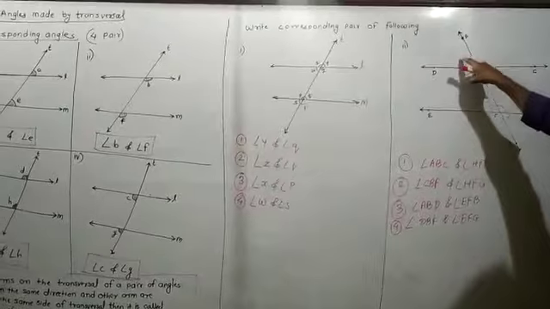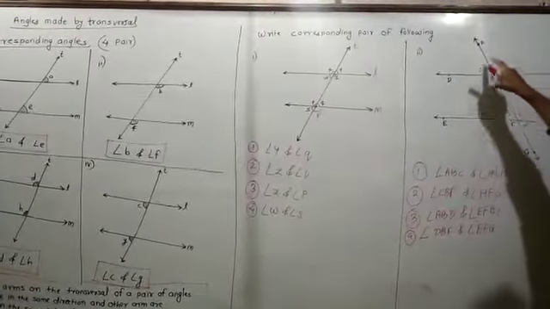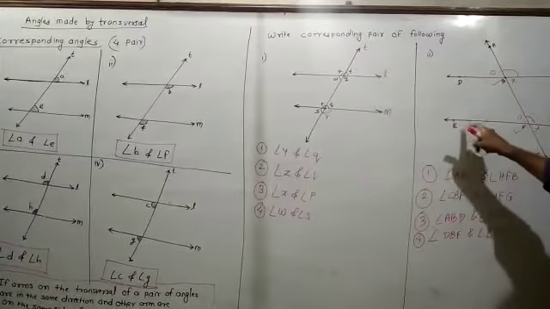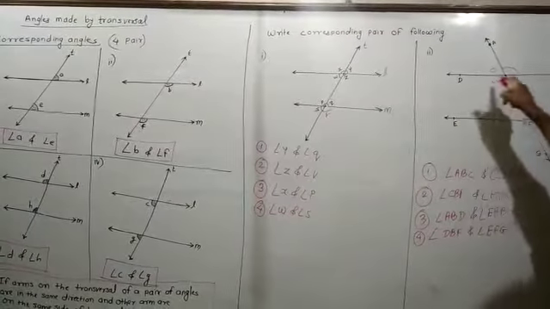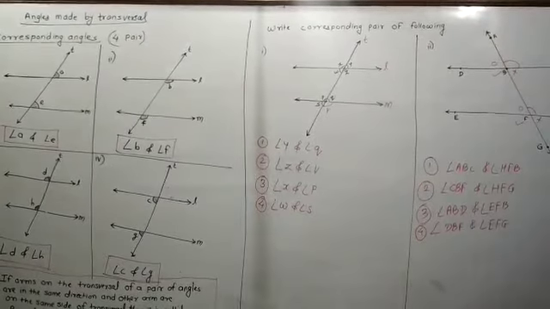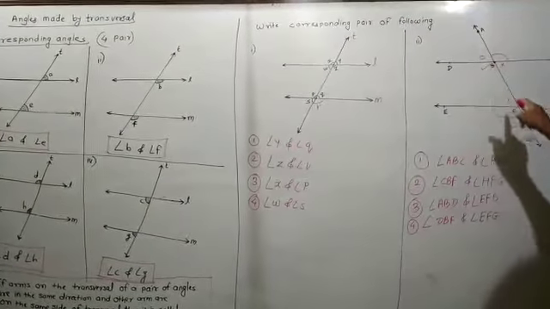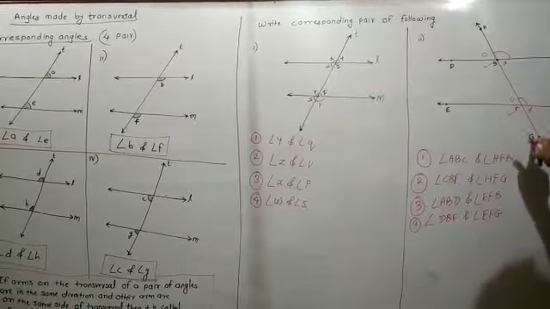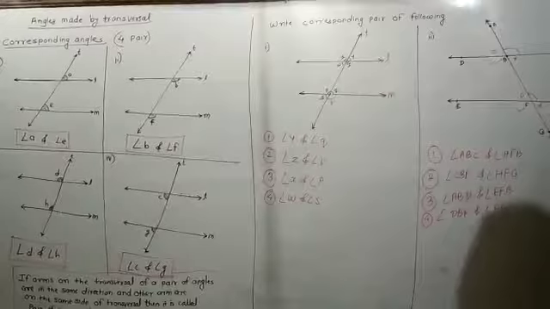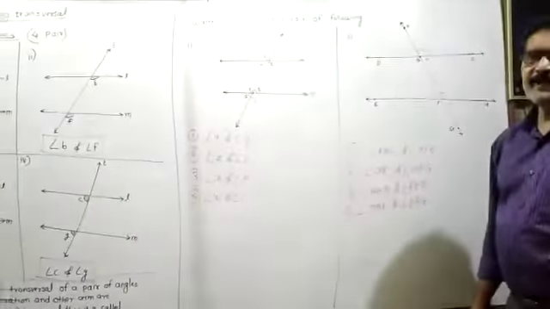Then you have to read this circled angle. So you have to say angle ABD and angle EFB. Otherwise, angle DBA and angle EFB is the third pair. And fourth pair, angle DBF and angle EFG. In this way you have to read the corresponding angles. I think you understand these things.